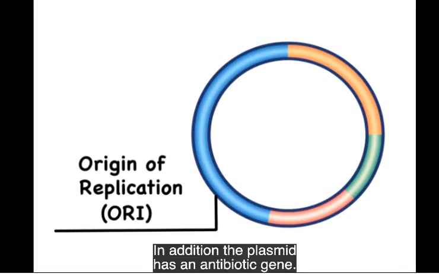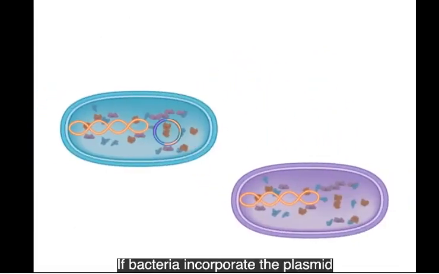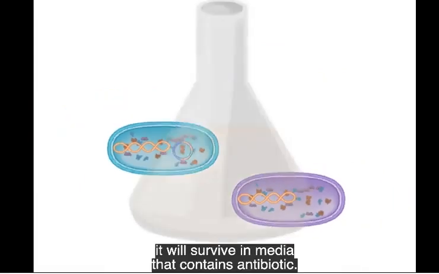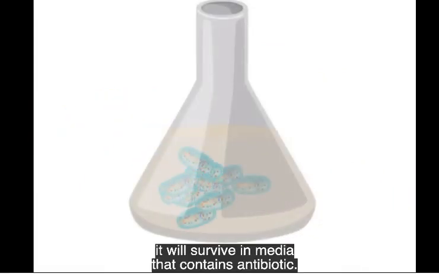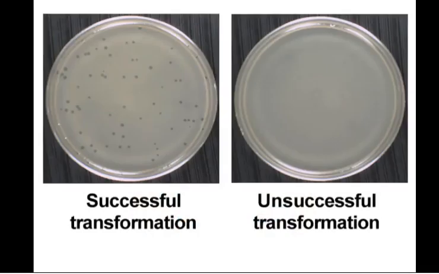In addition, the plasmid has an antibiotic gene. If bacteria incorporate the plasmid, it will survive in media that contains antibiotic. This allows for the selection of bacteria that have been successfully transformed.